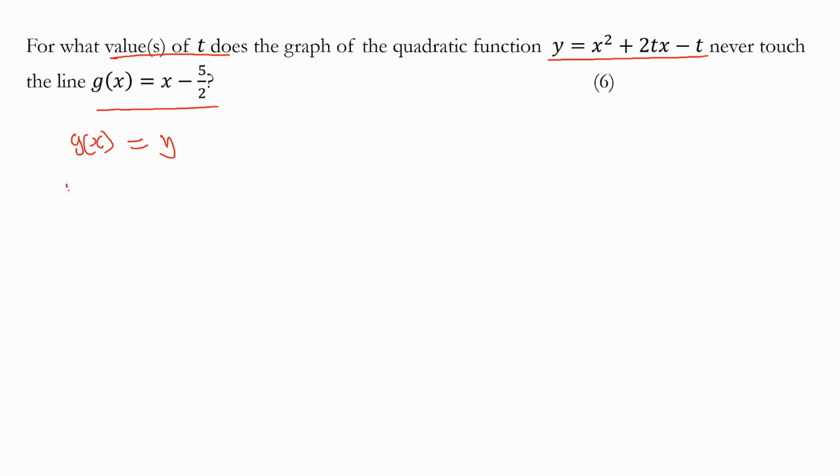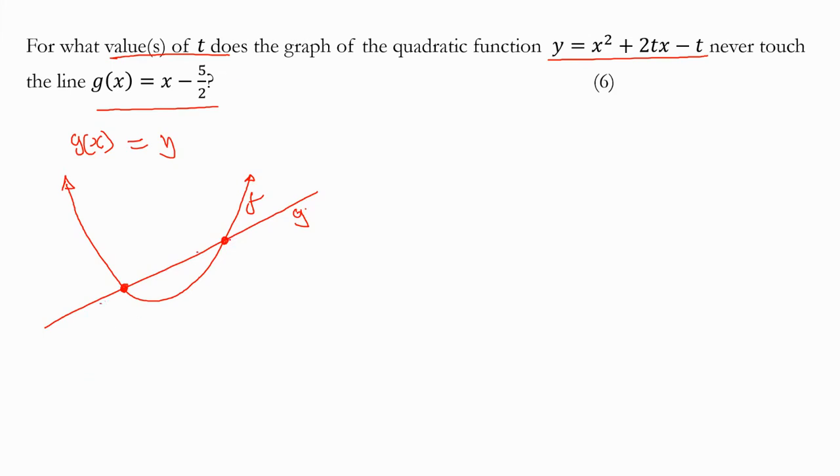Right, let's say we have a quadratic function. Let's name it f of x. And then we have a linear function. Let's name it g of x. If they touch each other, or when they intersect, we're going to have points of intersection. So it means we can find the values of x.